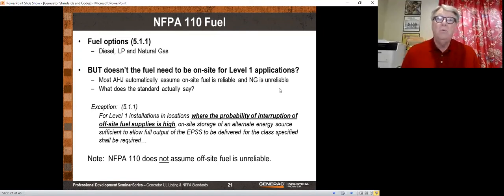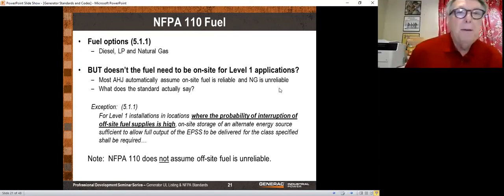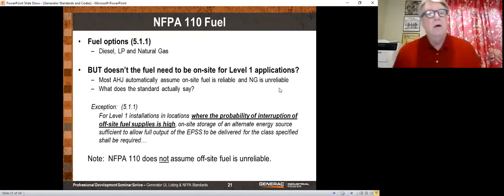In our area, we don't use butane because it does not vaporize as well as propane, but butane is used in warmer countries, down maybe in Central America. Now, if you have a level 1 application, you need to have on-site fuel, right? So you would not be able to use natural gas. Well, that's not true. There is an exception there.